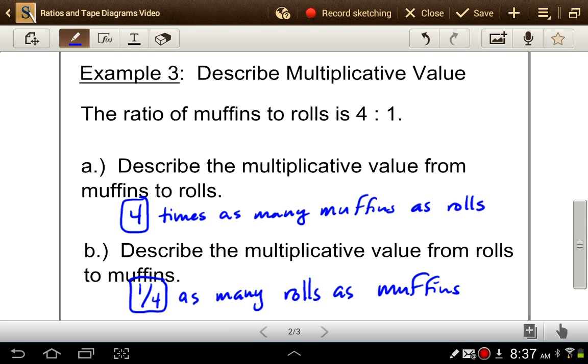So it's being able to understand what that is and what that value is. That is how many you're multiplying by to find answers, and that'll be helpful later when we talk about equivalent ratios in a different lesson. Okay? If you need to pause, go ahead. Otherwise, I'm moving on to my last example.